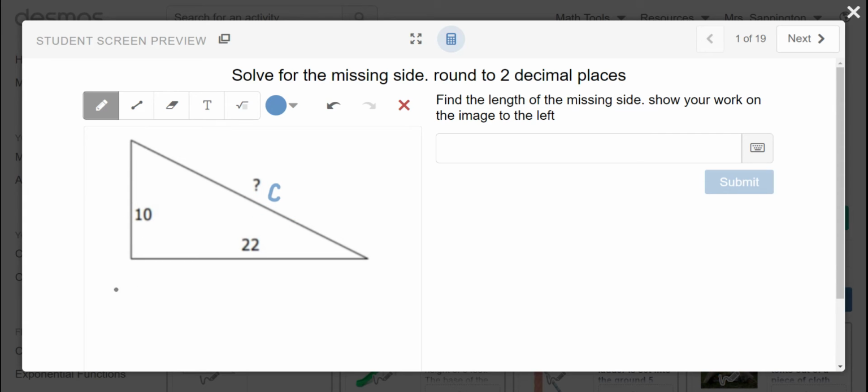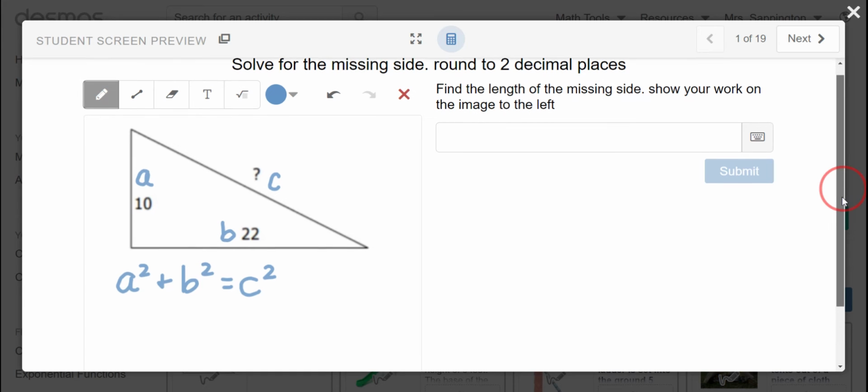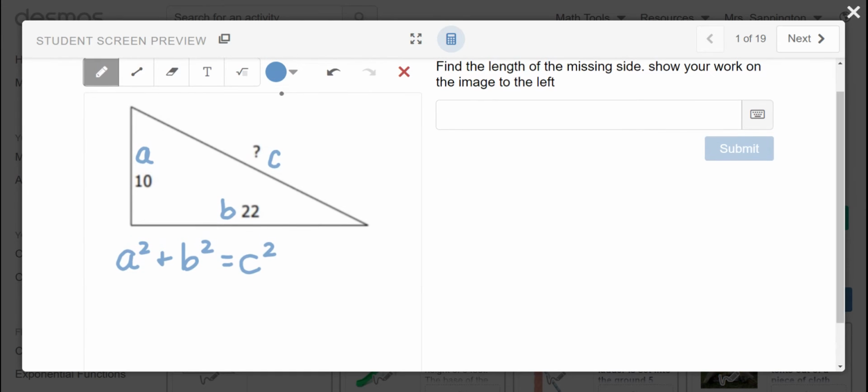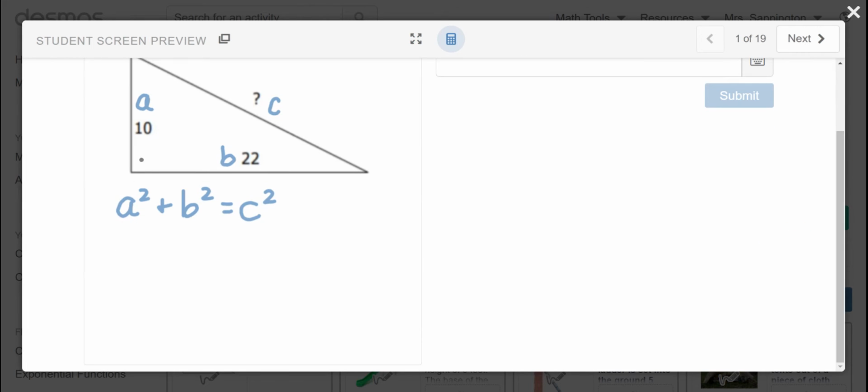Now in our Pythagorean theorem, we know it's a squared plus b squared equals c squared. These two legs can be either A or B. It doesn't really matter which one we label A or B, so I'm just going to label this one A and this one B. Now I'm going to substitute the values that we do know, which again are 10 and 22, into our A and B. So I have 10 squared plus 22 squared, which we know is going to be equal to C squared.